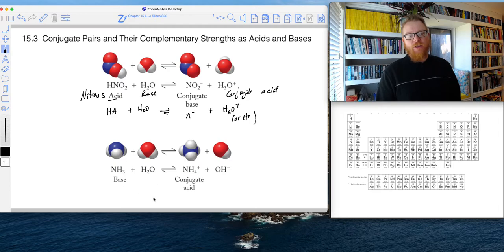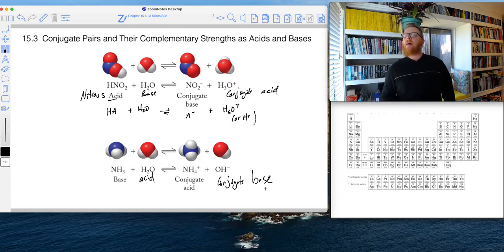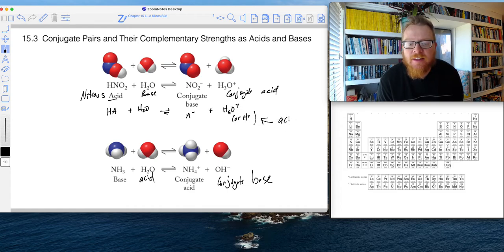So now similarly, if we look at a weak base reaction, now we have ammonia, which is our base. And now in this case, water is acting as an acid, all right? And so now that means our ammonium is the conjugate acid, right? Because it was the base. Now we've added a proton to it, so it becomes the conjugate acid. And that means hydroxide is our conjugate base.